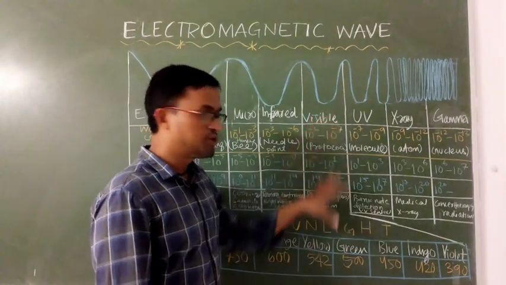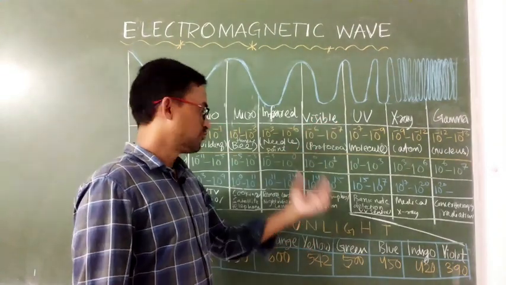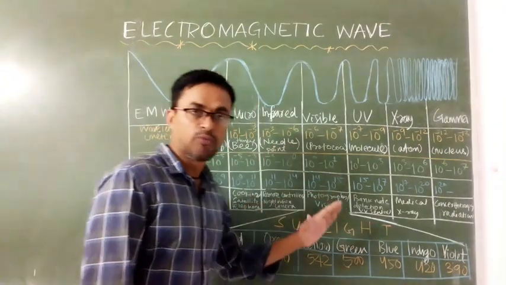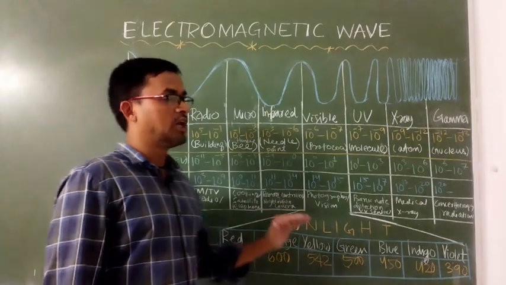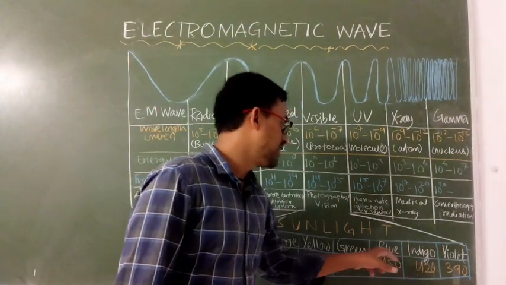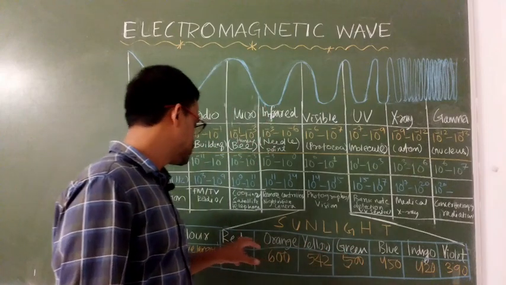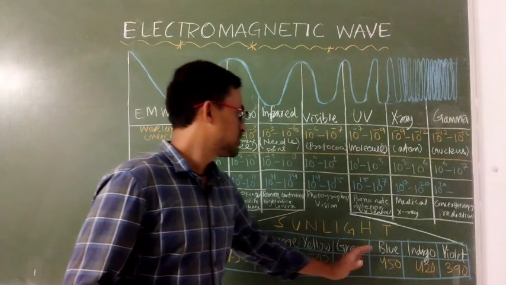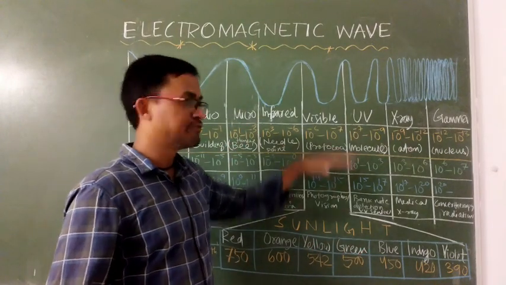Let's come to the visible range. What I have told, it is the sunlight. In the visible range also, we can observe different colors in sunlight, starting from violet, indigo, blue, green, yellow, orange, red, etc. So these seven colors lie in this visible range.